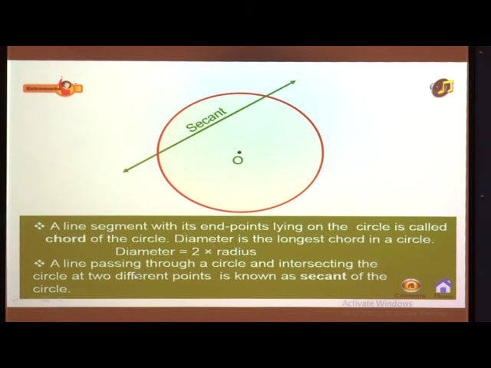A secant is a line passing through a circle and intersecting the circle at two different points. Now this is the line which is passing through the circle and intersecting it at two different places. This is known as a secant of a circle. This line is called a chord, and if the chord is passing through the center of the circle, then it is called the diameter.